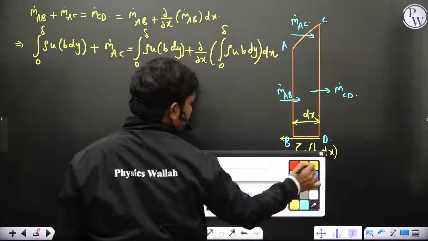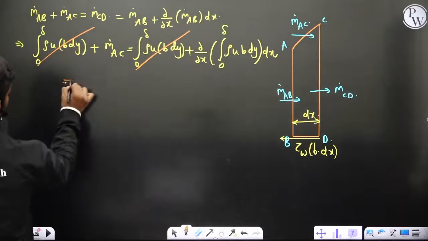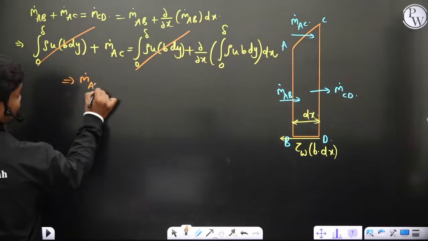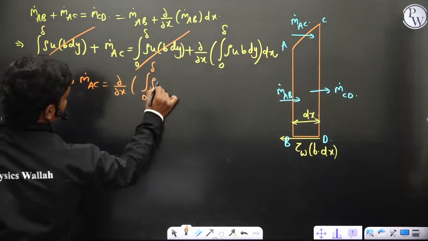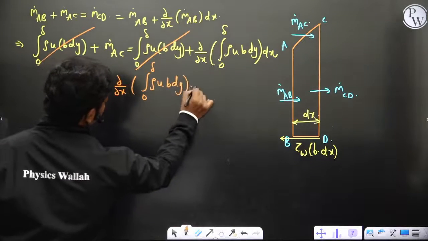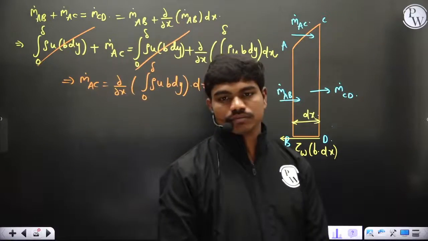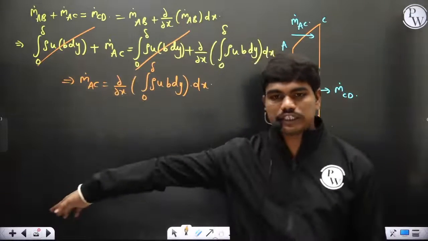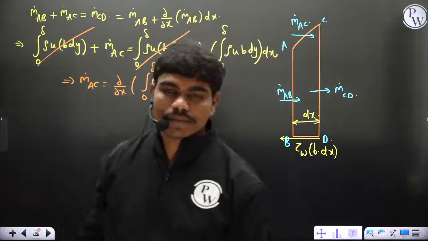Now clearly these two terms cancel. So the mass entering through the face AC is dou by dou x of integral 0 to delta rho u b dy times dx. Is this clear to all of you till this? Mass balance, only 2-3 steps, that's it, a simple mass balance. If it's clear, then I'll write the momentum balance so you can see the equation.